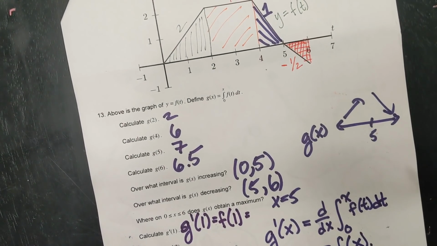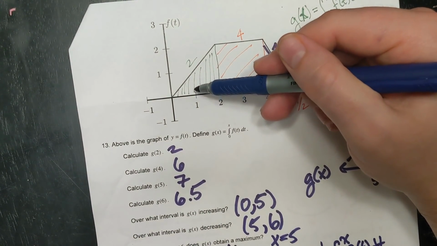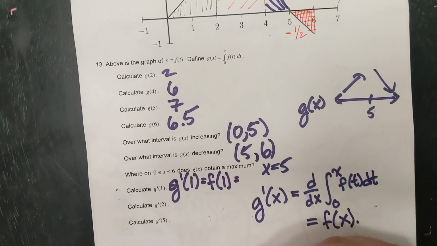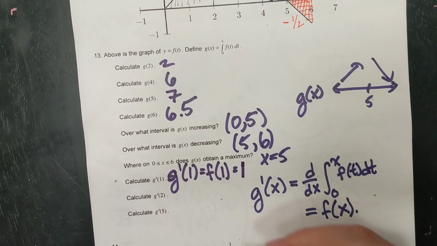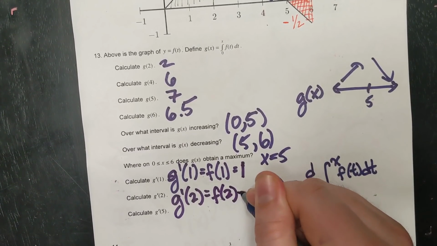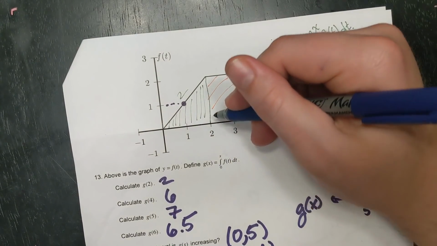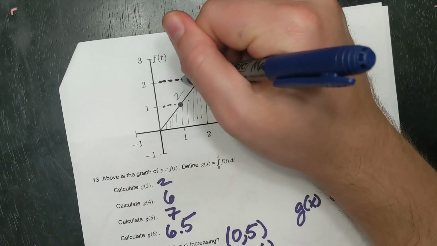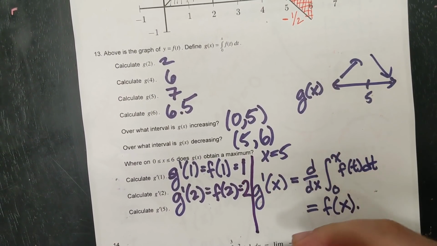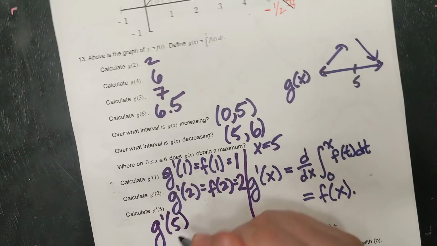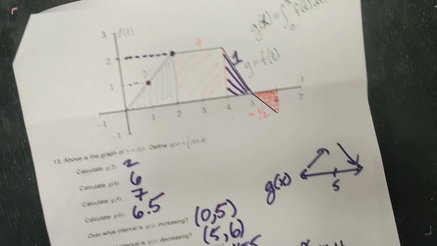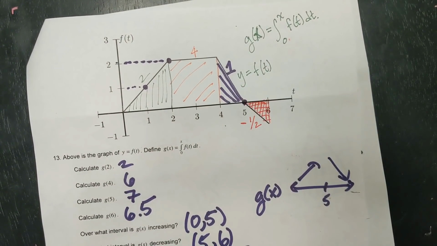Whatever my function is at 1. If you go up here, at 1, my function is 1. So g prime of 1 is 1. And g prime of 2 is whatever f of 2 is. And so you go up and you have, at 2, I'm up here and I have 2. So it's 2. And g prime of 5 is whatever my f of 5 is. And so I go and I look and it's 0.